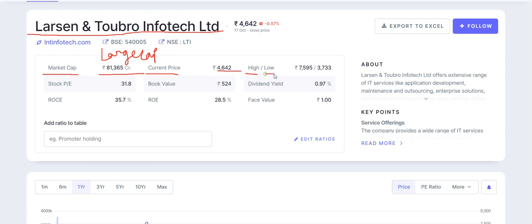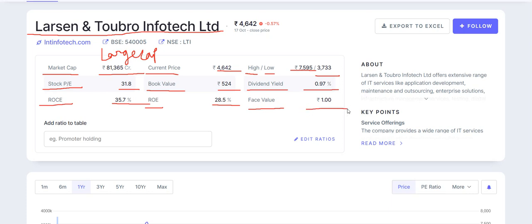High and low, it has made a low of 3,733 rupees and a high of 7,595 rupees. Stock P/E multiple, that is price to earnings multiple, it is trading at 31.8 times. Book value, it is 524 rupees. Dividend yield, it gives 0.97%. Return on capital employed is 35.7%. Return on equity is 28.5%. Face value of the share is 1 rupee.